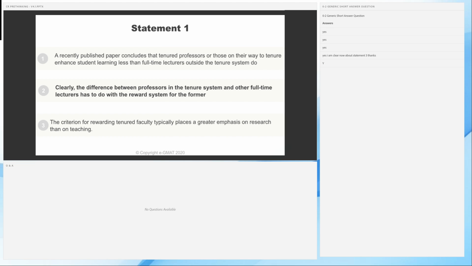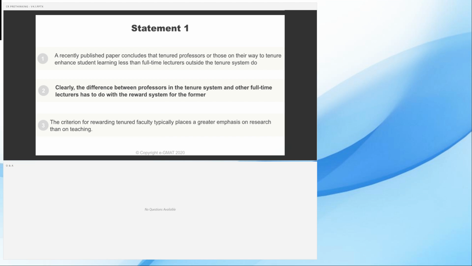Okay, now I have another question here. Whose reward system does statement 3 talk about? You have 4 options here.